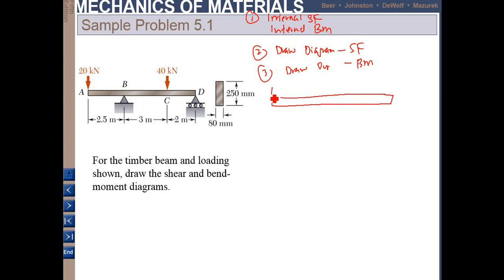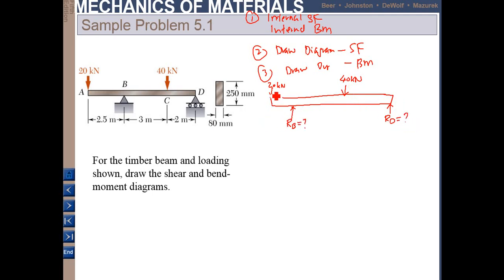So you have 20 kilonewton here, and then you have a reaction force B here, but you don't know. And then you have 40 kilonewton here at point C, and then you have a reaction force at D, which you don't know.